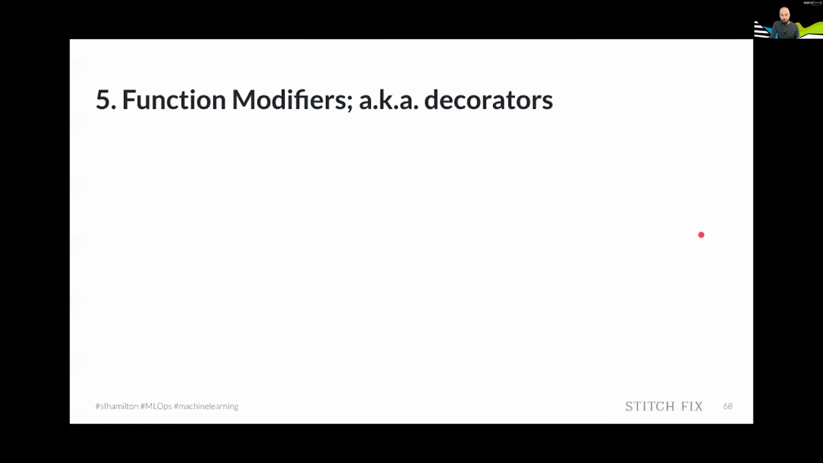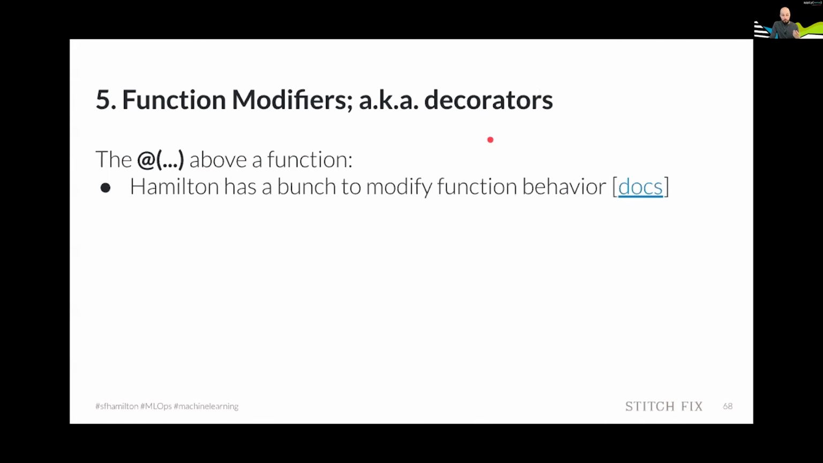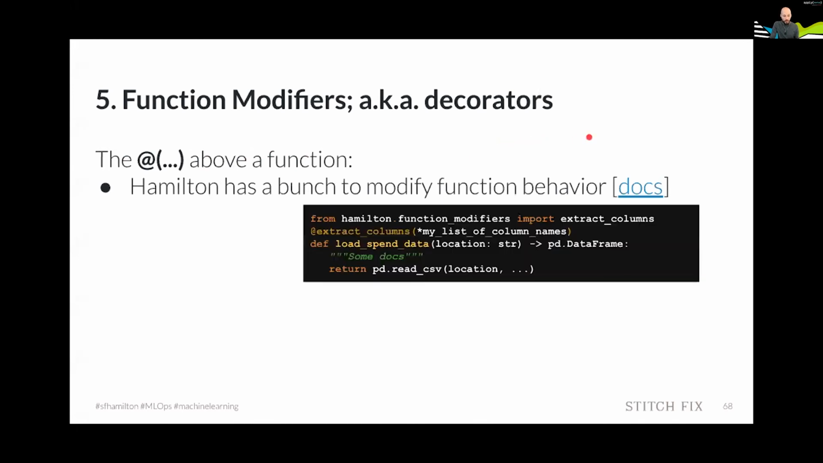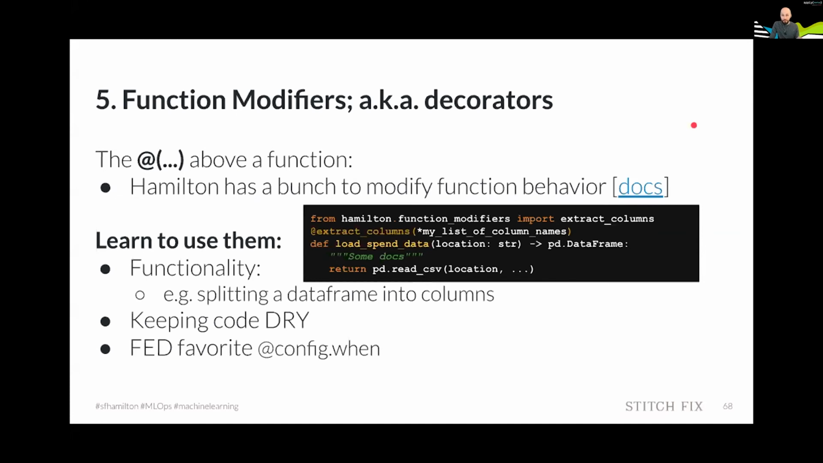Fifth is function modifiers, also known as decorators. What do I mean by that? You might see a Python function with an @ above it. Hamilton has a bunch of these to modify behavior. An example here is if you're loading data, say you're reading from a CSV, it comes back as a data frame. Hamilton works best by thinking in columns. So we have a decorator that you can provide that will extract the columns of the data frame for easier downstream use. Best practice here is to learn to use them, because they increase the functionality of Hamilton, and they also help keep your code DRY. And the Fed team's favorite, in case you want to know, is @config.when.